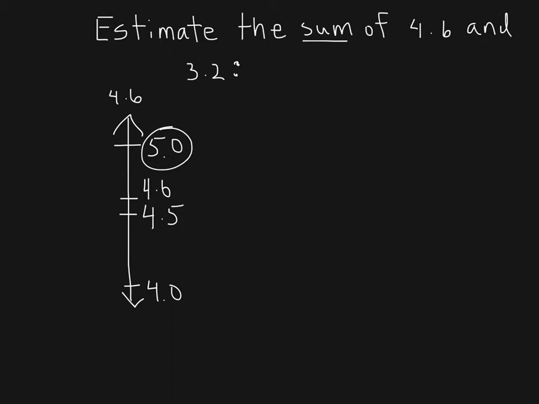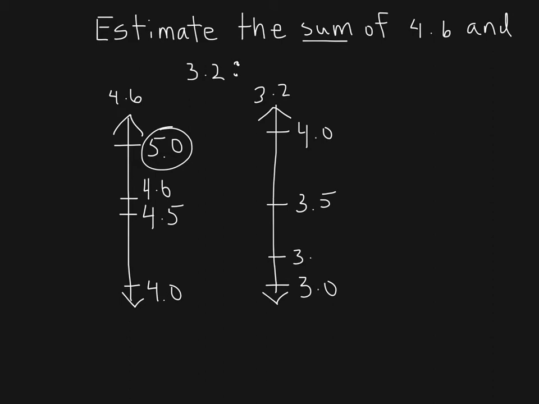Okay, now I'm going to make a vertical number line for 3.2. And I know that 3.2 is in between 3 and 4. And of course, halfway between 3 and 4 would be 3.5, or 3 and 5/10. And 3 and 2/10 is going to be closer to 3 than it is to 4. So I'm going to round down to 3 for this one.